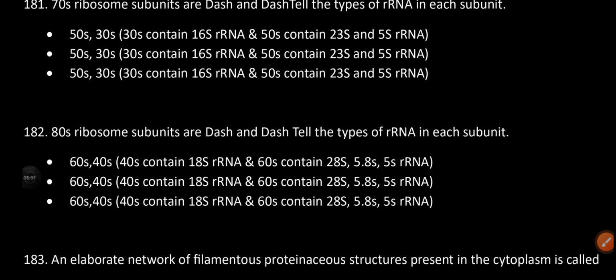80S ribosome subunits are dash and dash. Tell the types of rRNA in each subunit. 60S and 40S. 40S contains 18S rRNA and 60S contains 28S, 5.8S, 5S rRNA.